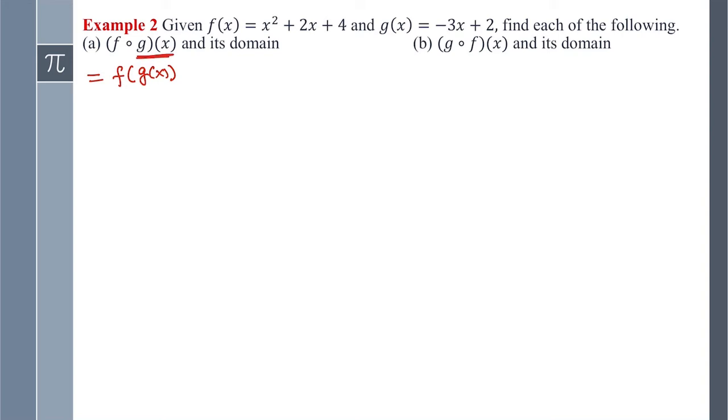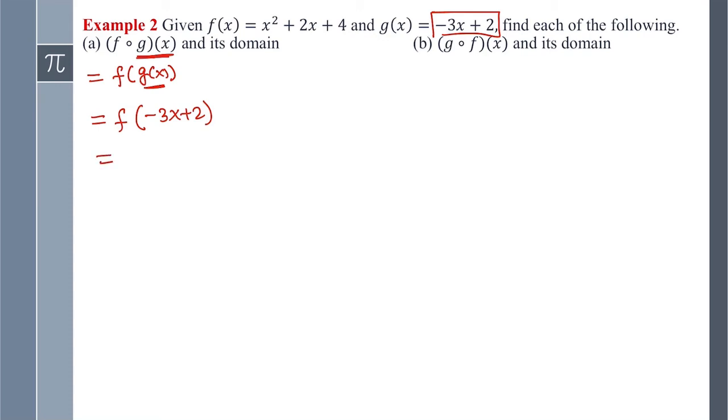Now what I do next is I'll write f of, now I have an expression for g of x, it's given here. So I'll just bring the whole thing because it's g of x. So what is g of x? g of x is just negative 3x plus 2. So I'll bring it here and substitute for g of x. So negative 3x plus 2.